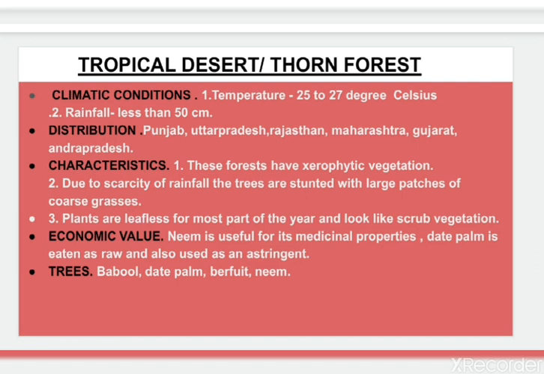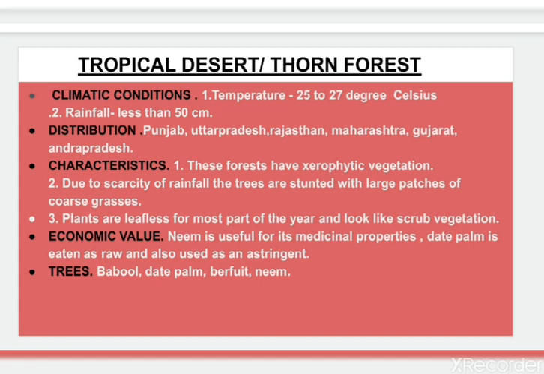First point, these forests have xerophytic vegetation. Point number 2, due to scarcity of rainfall, the trees are studded with large patches of coarse grasses. Point number 3, plants are leafless for most part of the year and look like scrub vegetation.